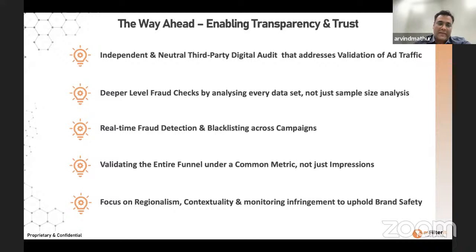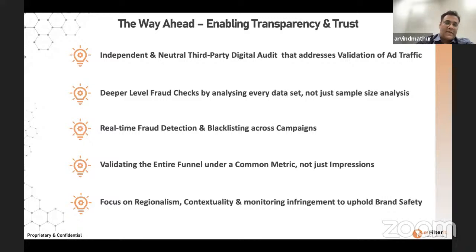Right? So I think these are a few key takeaways, where you also look at regionalism and contextuality. Also, you start measuring different media players on a common funnel matrix. You can't validate a publisher you're paying on an impression the same way as one you're paying on clicks. That common matrix of cost of customer acquisition needs to be validated. But mitigation of this risk will actually happen at different levels.